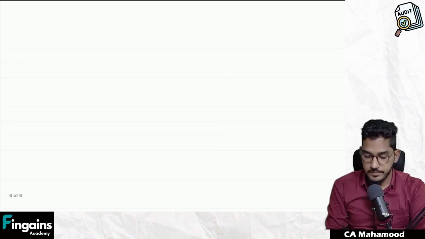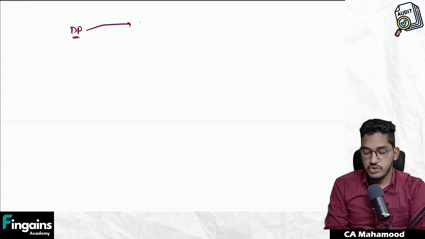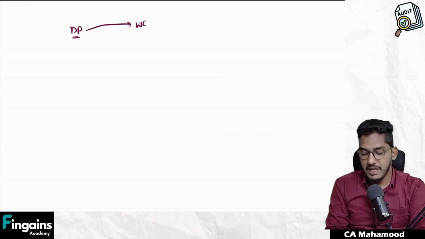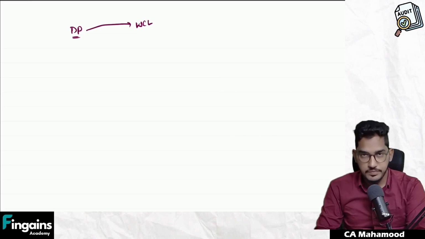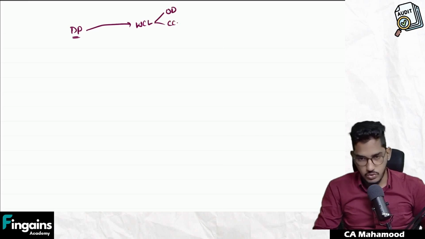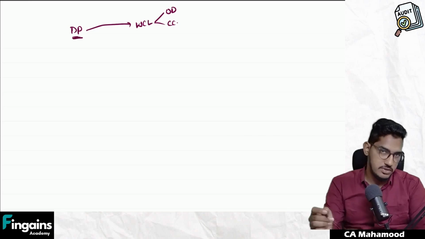This term drawing power, often referred to as DP, mostly refers to short-term loans. Instead of saying short-term loans, I can say drawing power is a term associated mainly with working capital loans. When I say working capital loans, what I mean is mainly overdraft loans or cash credit loans. So what exactly is this drawing power, sir?